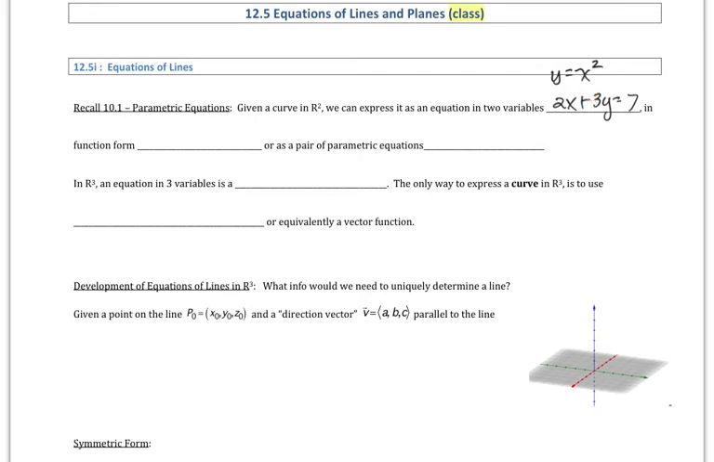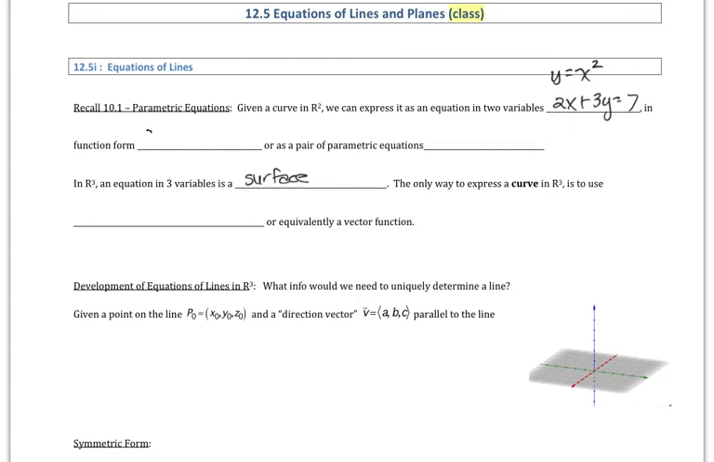And we already mentioned that anytime we have an equation in 3 variables, it's not a curve, it's a surface. So if we're trying to get at how are we going to express a curve or a line in 3 dimensions, it doesn't sound like we're going to be able to just use an equation, because an equation in 3 variables is a surface, not a curve. Well, let's go back to 2 dimensions for just a minute. This was one of the ways that we could express a curve.